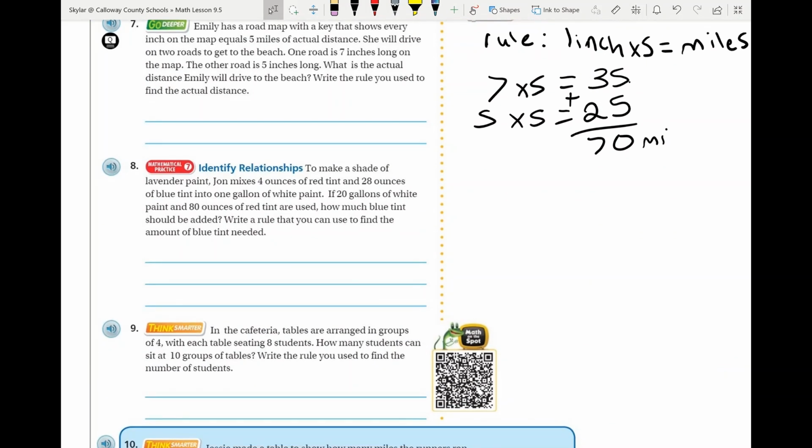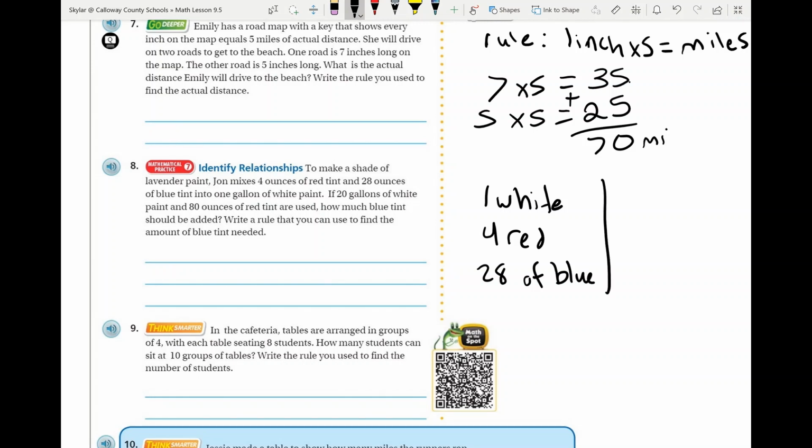Now let's take a look at number 8. Number 8 is going to require us to actually make a little chart for ourselves, and it's not too bad. It says, to make a shade of lavender paint, John mixes 4 ounces of red tint, 28 ounces of blue tint, and 1 gallon of white paint. So, let's see what we've got here. We'll list it in order from least to greatest. So, we've got 1 gallon of white. We've got 4 of red and 28 of blue. So that's our first one.